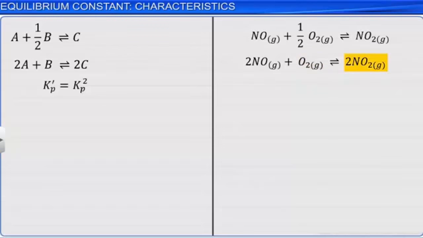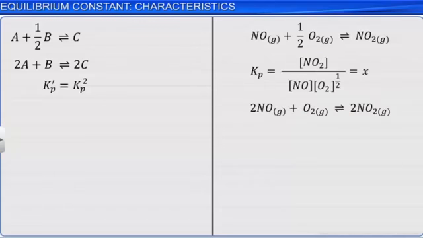The equilibrium constant for the reaction of 1 mole of gaseous nitric oxide and half a mole of gaseous oxygen combining reversibly to form 1 mole of gaseous nitrogen dioxide may be written as Kp is equal to the concentration of nitrogen dioxide divided by the product of the concentrations of nitric oxide and oxygen raised to the power of half, which is equal to, say, x.